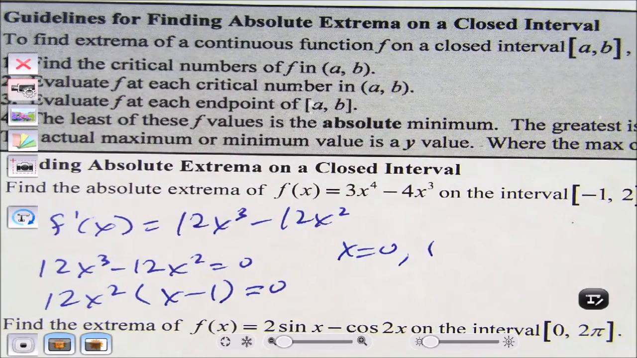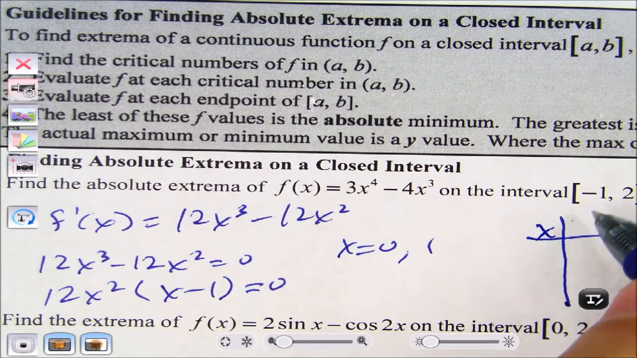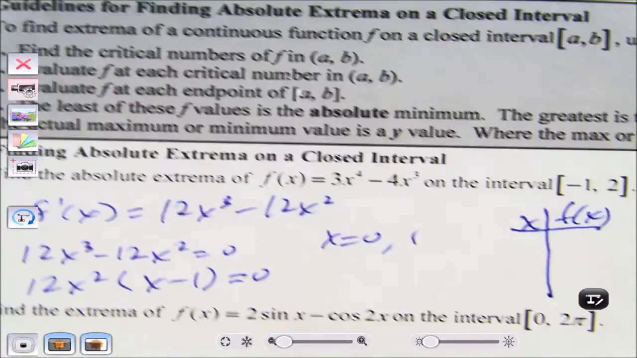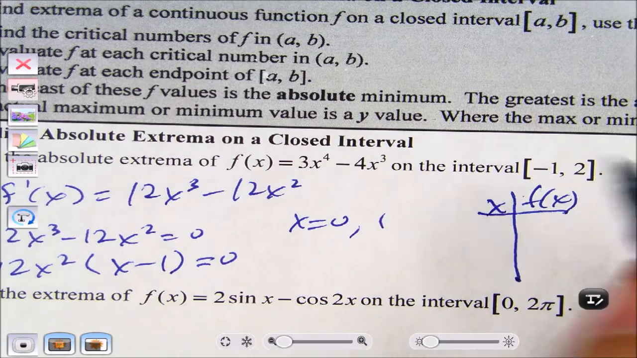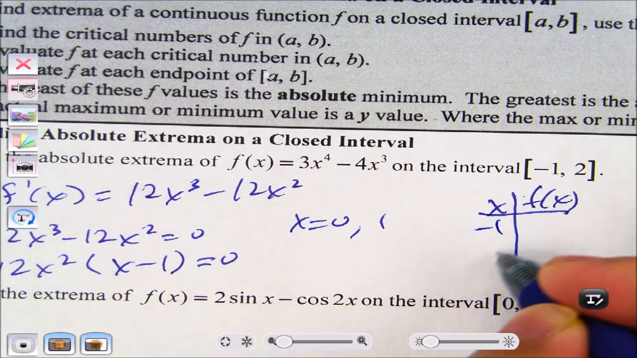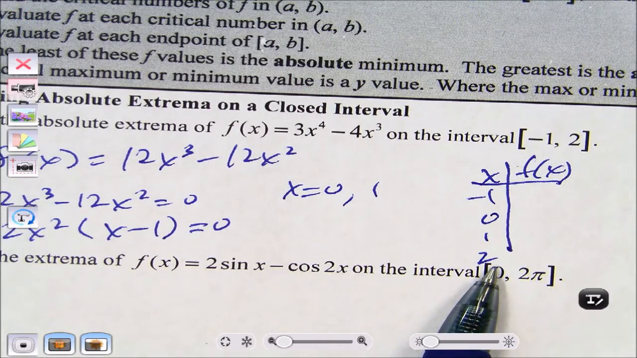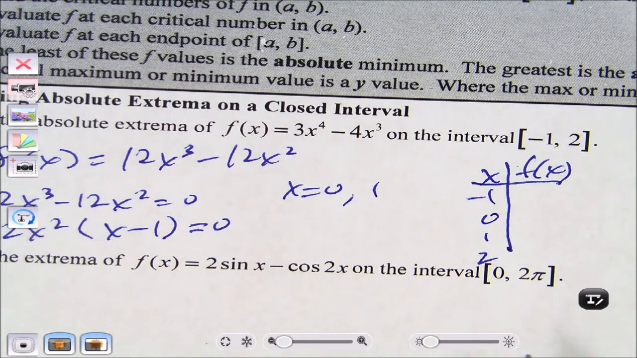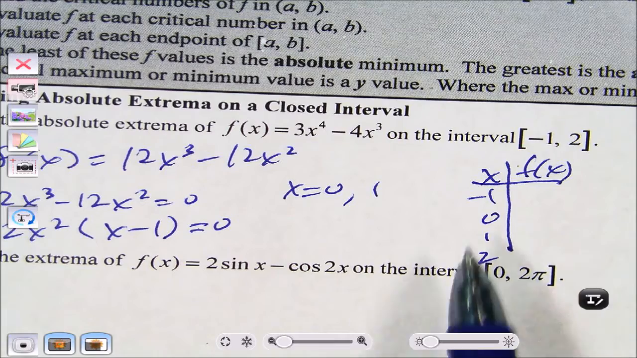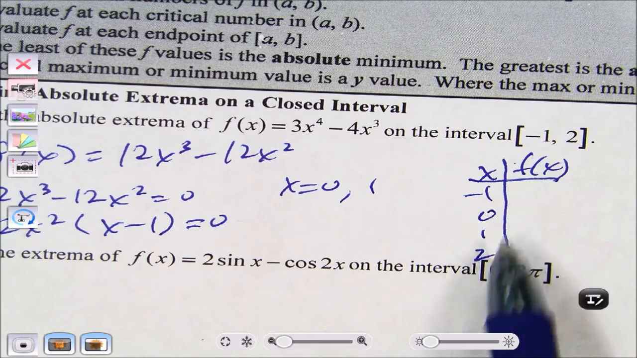Agreed? And then the easiest thing to do is just make a t-chart. x and f of x. And I don't really care what order you do it, but this is the math person in me. It says negative 1, 0, 1, 2. Okay? So this is the left endpoint. Negative 1 is the left endpoint. 2 is the right endpoint. And then these are the critical numbers in between. But you don't have to do it in that order. If you did the endpoints first and then the critical numbers, that's okay. It's just that math teachers have to do things a certain way.